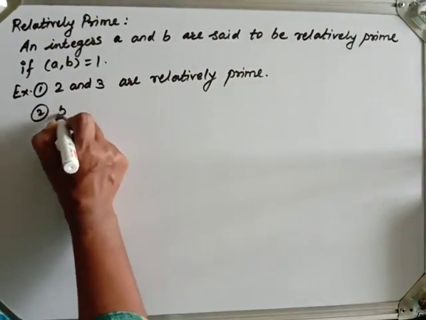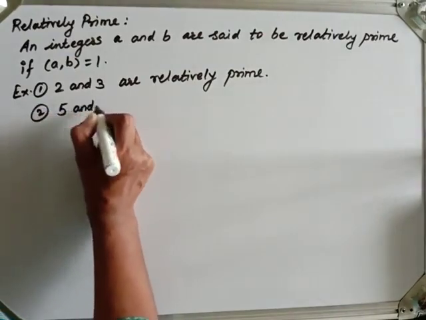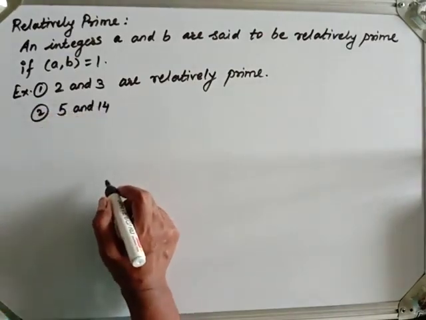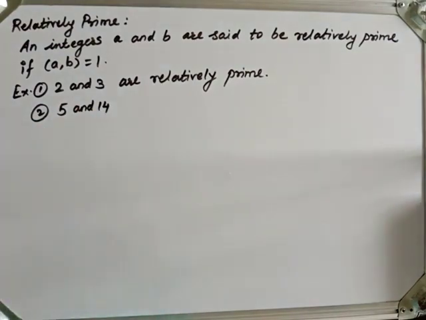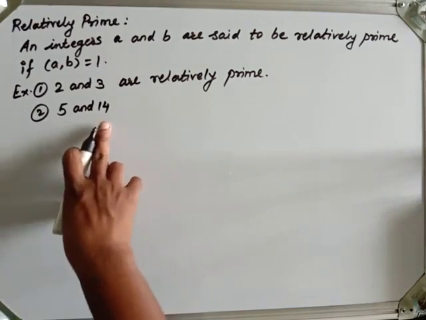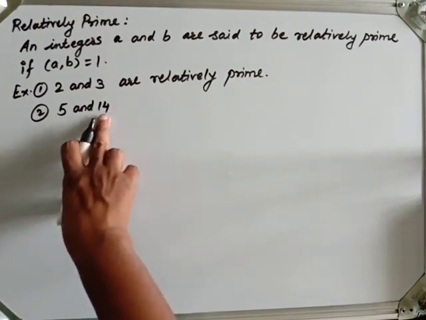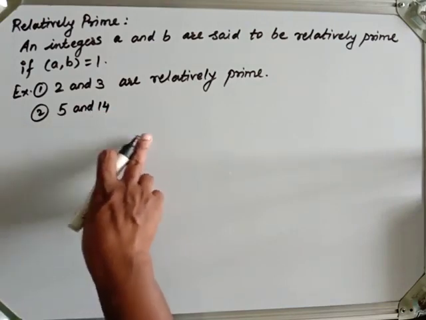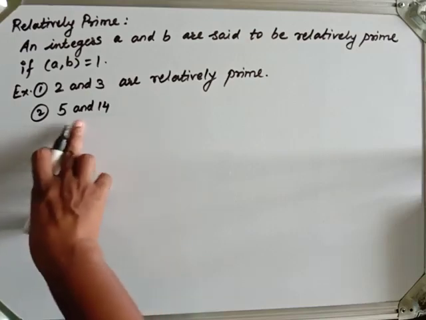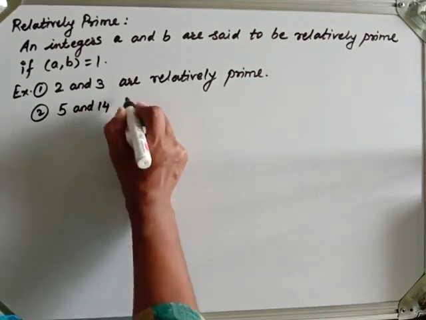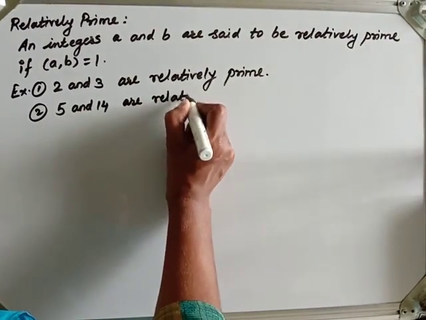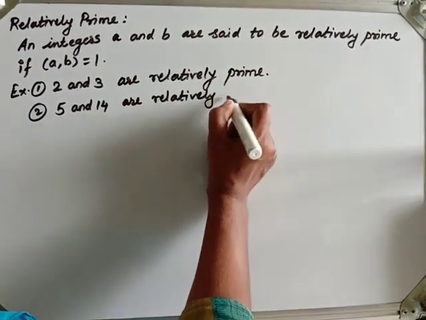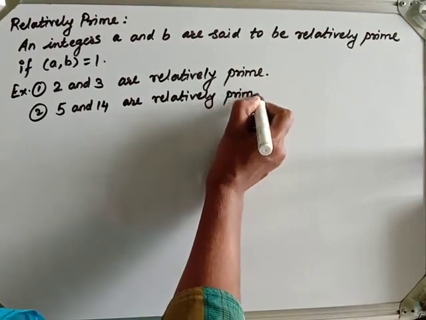Now let me take the next example, 5 and 14. Now 5 is a prime number, 14 is not. 14 has various divisors: 1, 2, 7, 14. But the common divisor of them is 1. So they are also relatively prime.